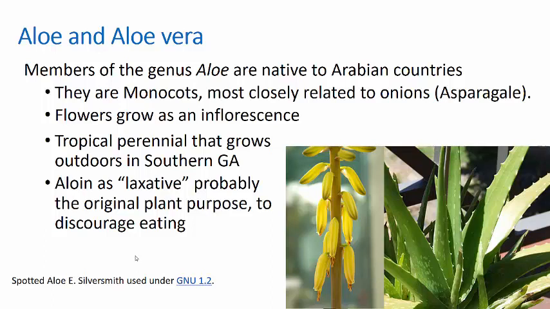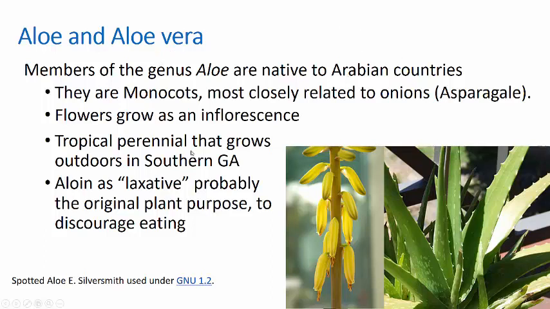Okay, so these guys are close relatives to onions, and I'm going to show you a picture in just a minute. Once again, these have inflorescence flowers. Okay, so far every flower we've talked about has been an inflorescence. We're going to keep talking about them. And these guys are perennial in the tropics. Okay, and they will grow outdoors in southern Georgia. They will survive the winter and keep growing. But they're also very popular as indoor plants. They are very hard to kill. The easiest way to kill your aloe vera plant is to overwater it. Because it lives a little bit more like a grass/cactus. It's a drier climate plant. I mean, go figure. It comes from the Arabian Peninsula.